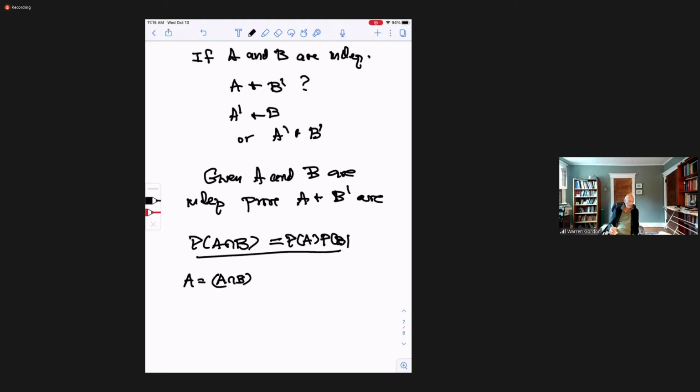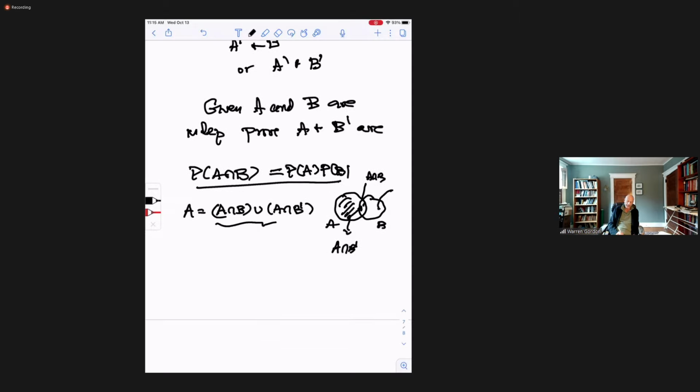union A intersection B complement. What I'm really having in my head is a Venn diagram. Again, if this is A and this is B, here's A intersection B complement, right? And here is A intersection B. Put them together, you get A. And these are mutually exclusive events.